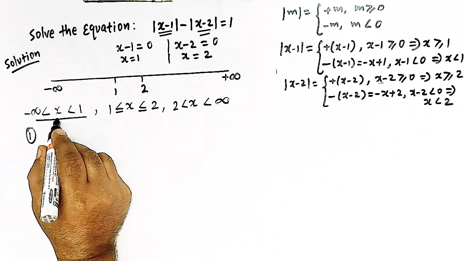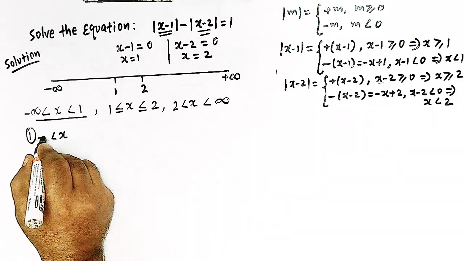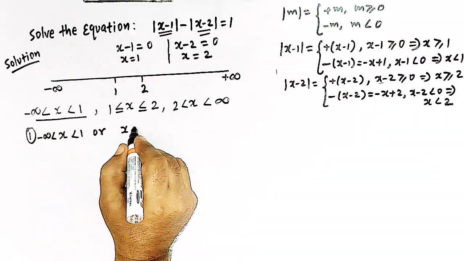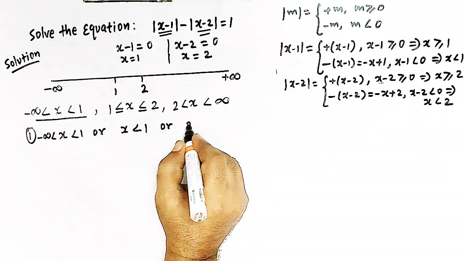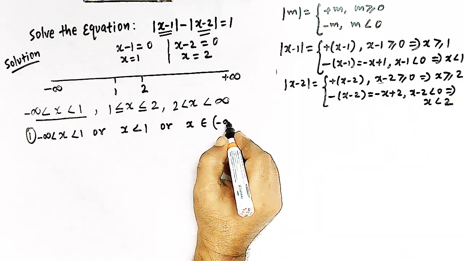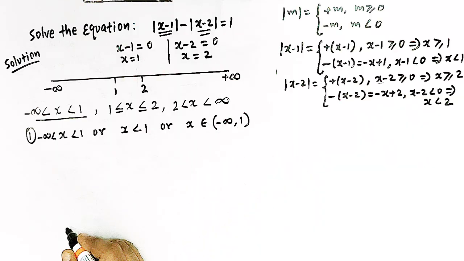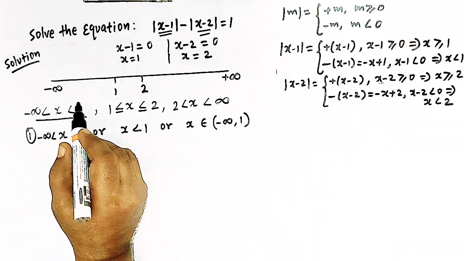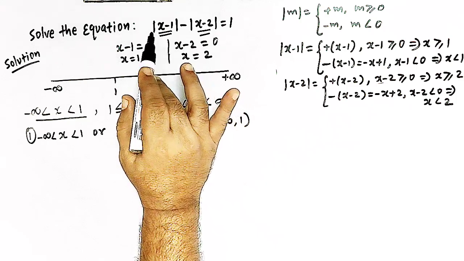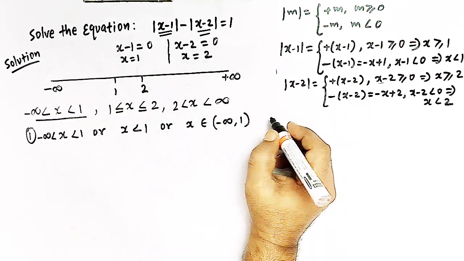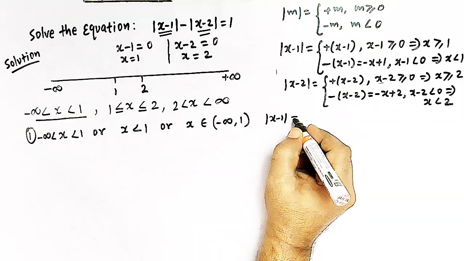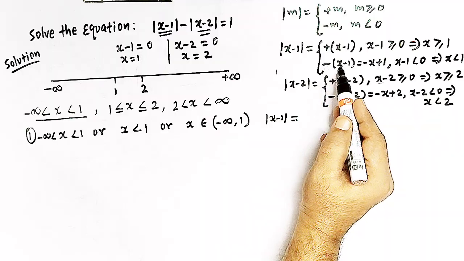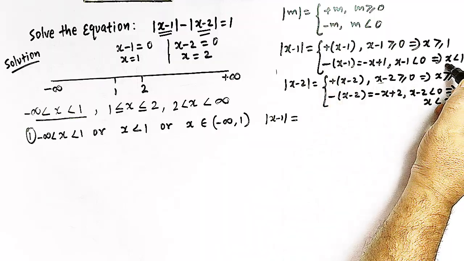So let us now consider these three intervals one by one. First we'll consider x greater than minus infinity and less than 1. We can also write it simply as x less than 1, or we can write x belonging to minus infinity to 1, right? So when x belongs to minus infinity to 1, or x is less than 1, then let us define mod of x minus 1 and mod of x minus 2. So mod of x minus 1 is equal to negative of x minus 1, when x is less than 1.